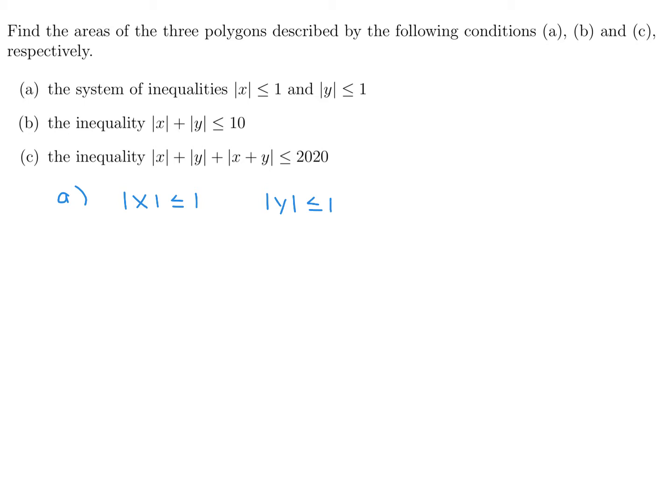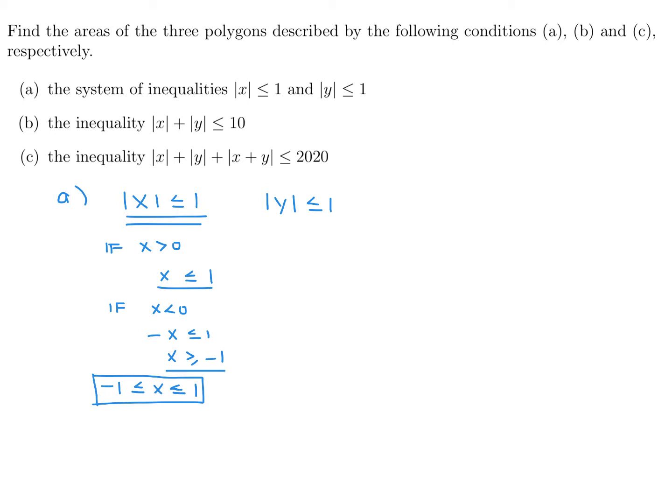So, if the absolute value of x is less than or equal to 1, that means that if x is greater than 0, this becomes x is less than or equal to 1. And if x is less than 0, then this becomes minus x is less than or equal to 1, which is the equivalent of x being greater than or equal to negative 1. So combining this and this, x is less than or equal to 1 and greater than or equal to negative 1.